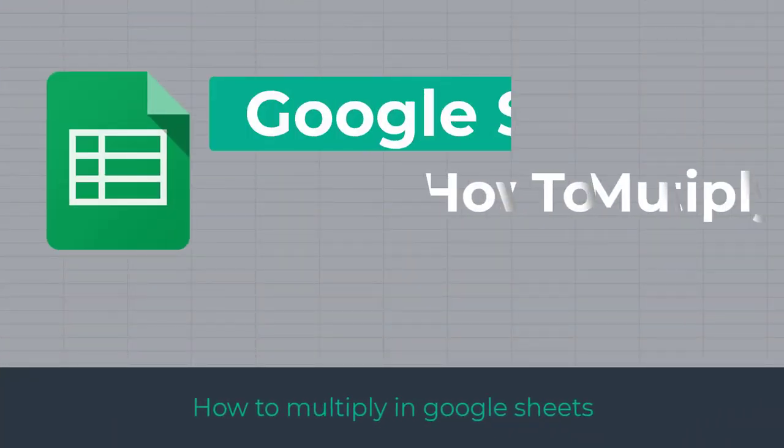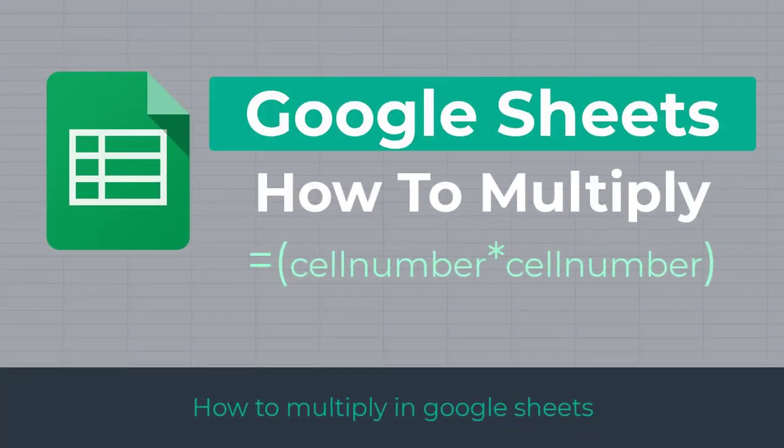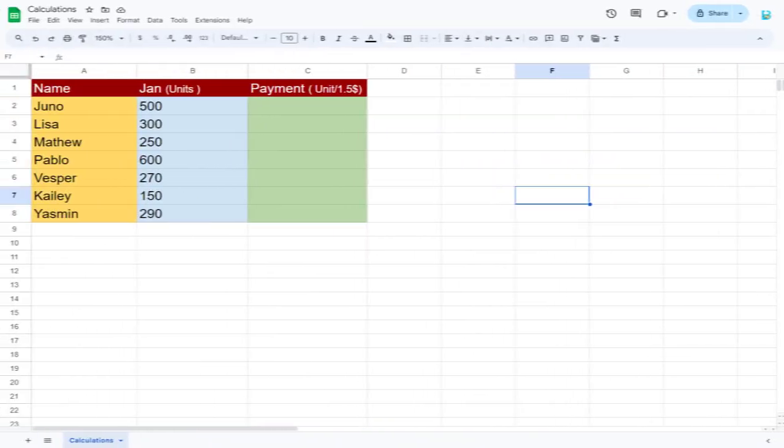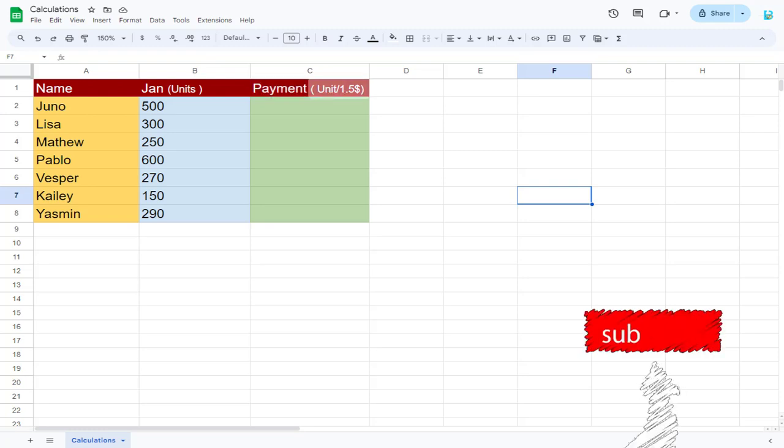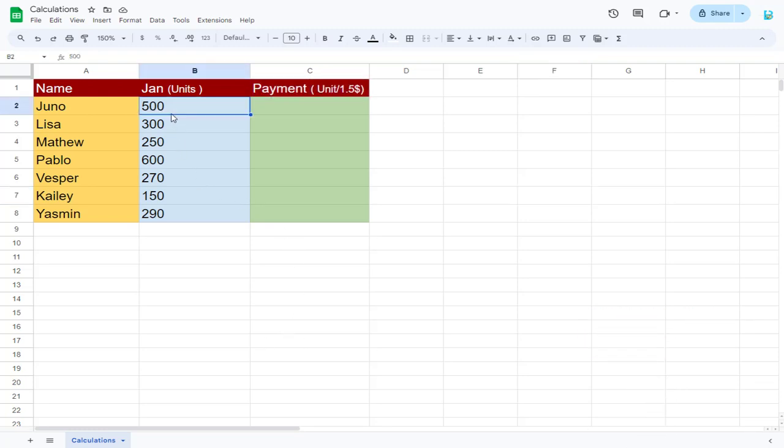In this video, I will show you how to multiply in Google Sheets, so let's get started with the video process. In this table, we have two different sets of data. One column is the name, and the other column is the units produced for Jan month. We need to calculate the payment for every 1 unit, $1.5. So we need to multiply B column cell by 1.5.